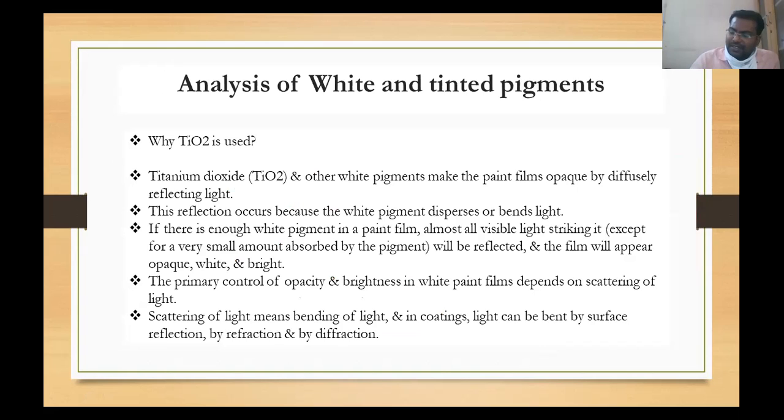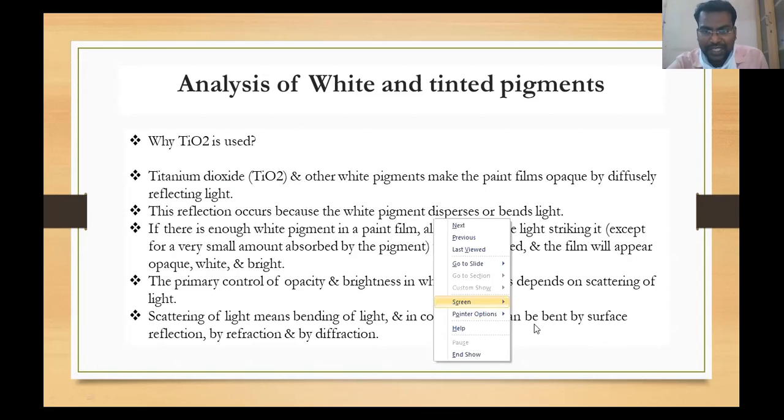Then the next part is the analysis of these white pigments. How we can analyze this white and tinted pigments. For any base material where white pigments are used, whenever we add the different colors, we can get the different colors. So whenever we are thinking of the white paint, initially in our mind the first question arises, that is why TiO2 is used. कोई भी white paint prepare करने के लिए TiO2 as a base material क्यों use करते हैं? The reason is that this titanium dioxide, in short, we can represent it as TiO2.